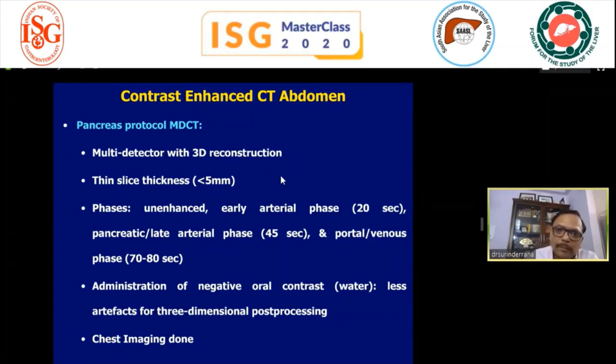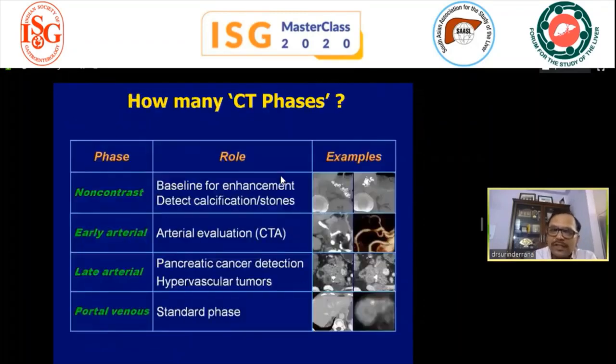And it is also important that when you're doing a CT with pancreas protocol, you should have administered a negative oral contrast, that is water, because if you give positive oral contrast, it will create artifacts for 3-dimensional post-processing, which is an important protocol for an MDCT for pancreas. And also importantly, all these societies advocate a chest imaging as a part of CT protocol to look for metastasis in lung or mediastinum. Why are these 4 phases important?